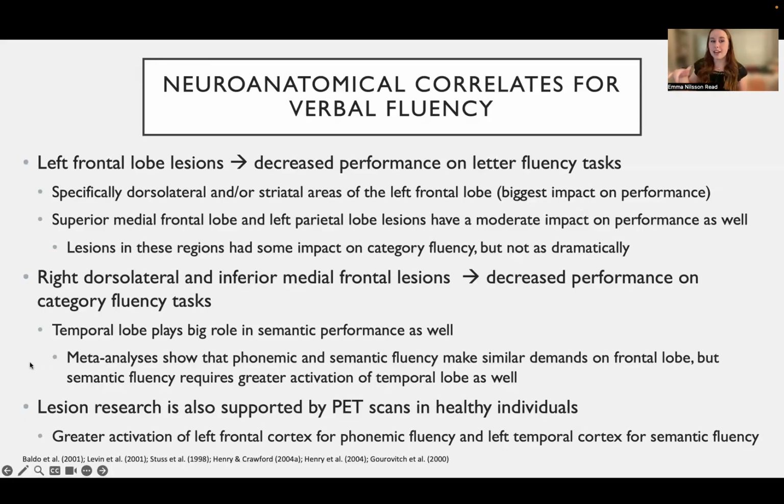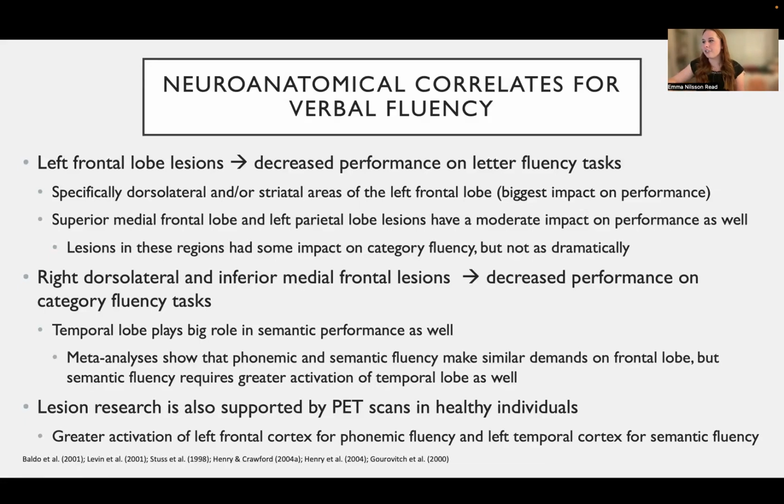In general, meta-analyses have shown that both letter and category fluency make similar demands on the frontal lobe, but that semantic fluency alone requires greater activation of your temporal lobe too. So the frontal lobe is required for both. The temporal lobe is really prominent in semantic fluency. And this research is also supported by PET scans in healthy individuals.